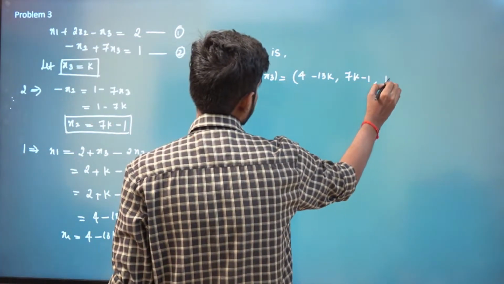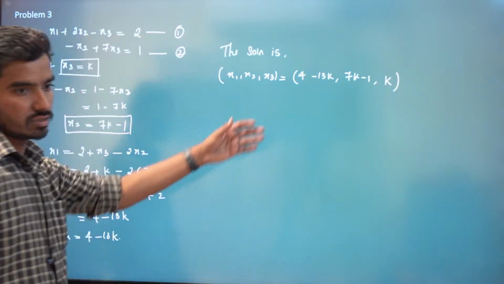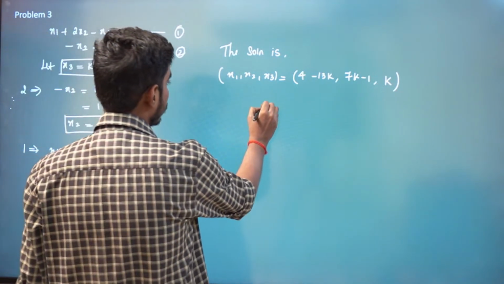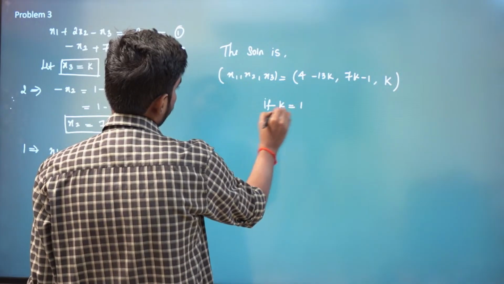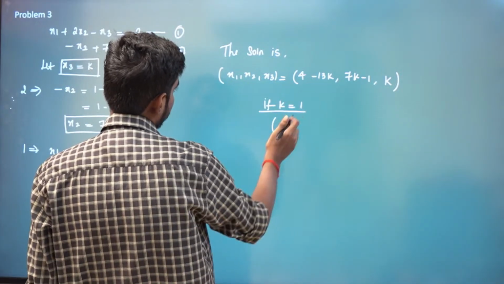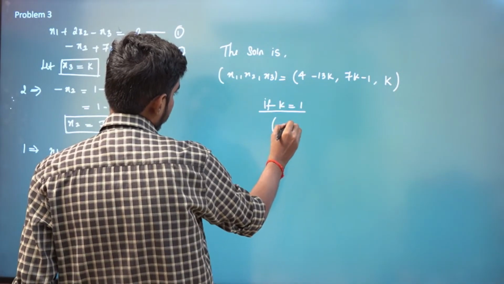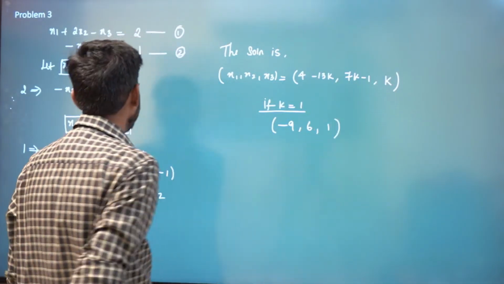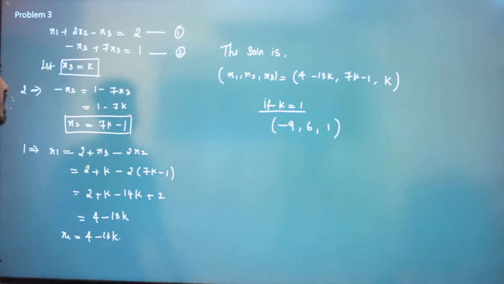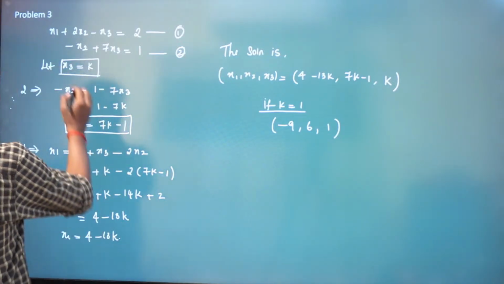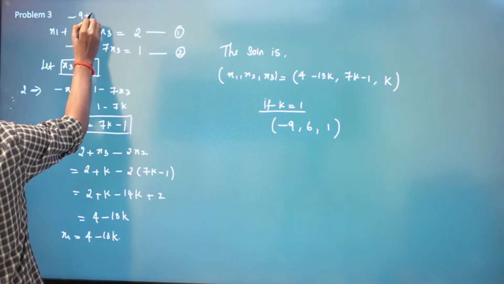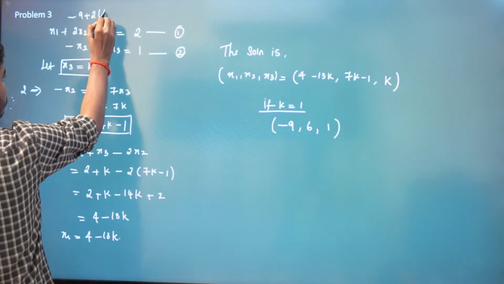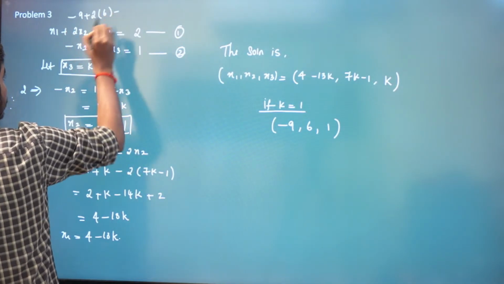This k, right? You can check this now. If k is equal to 1, what will you have? 4 minus 13 is minus 9. If k is equal to 1, 7 minus 1 is 6, and 1. You see whether it satisfies or not. So minus 9, 6, 1. So this is minus 9 plus 2 times x2. x2 is 6 minus x3.